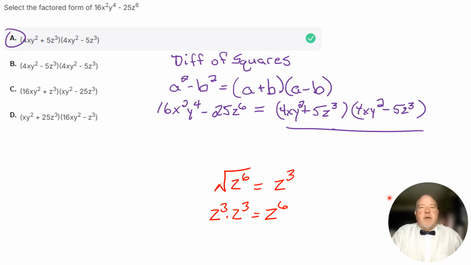All right. So difference of squares is really useful. I would encourage you to memorize this. And again, you just look for a binomial where both the terms are perfect squares and they have to be being subtracted for this to work.